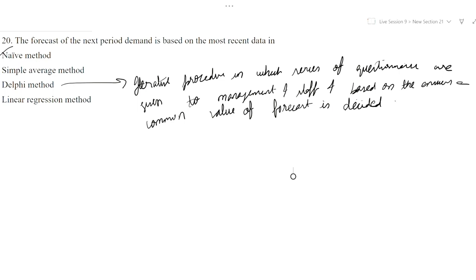Now we can also look at the linear regression method. This is a trend variation where there is an increase or decrease in trend. This is the linear regression method. I will just go over it briefly. This is the graph. This is the trend. This is the demand.